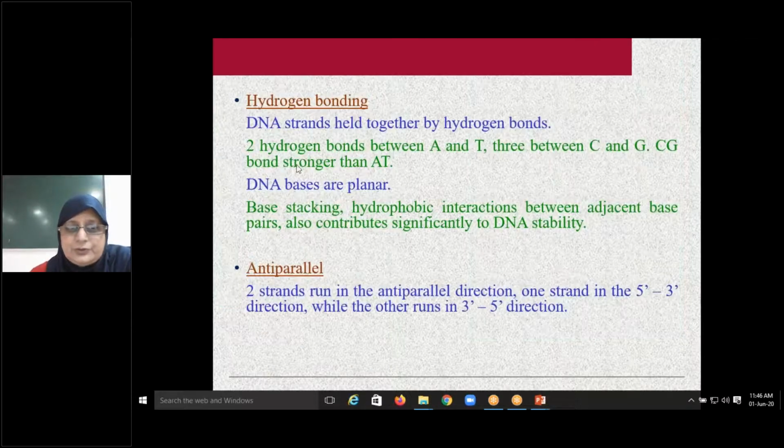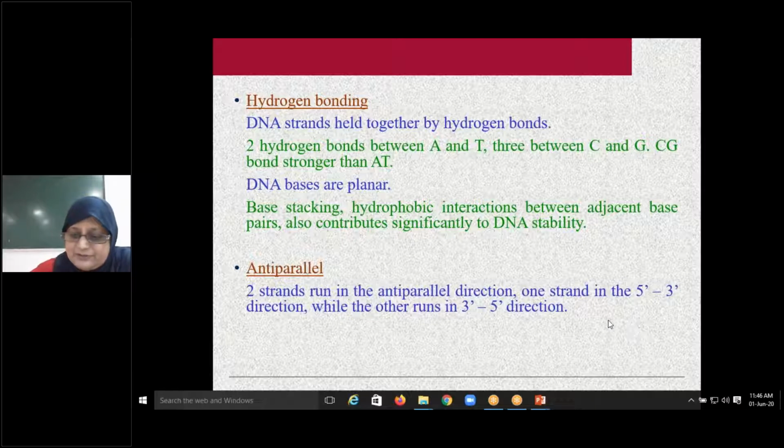Then, as I told you, 2 hydrogen bonds will be present between adenine and thymine, and 3 between cytosine and guanine. And this CG bond will always be stronger than the AT bond. And the 2 strands will run in an anti-parallel direction, one strand in the 5' to 3' direction, while the other runs in the 3' to 5' direction.